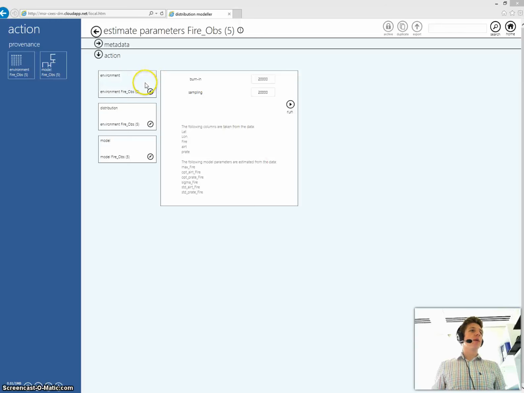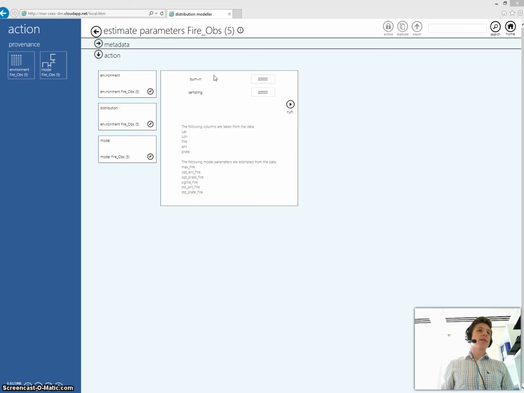Now that we have our environment, distribution, and model, we're ready to estimate parameters. And we do that just by hitting run, and we'll get what's called a chain. You've got these two things called burn-in and sampling, but if this is your first time using distribution modeler, I probably wouldn't worry about those.